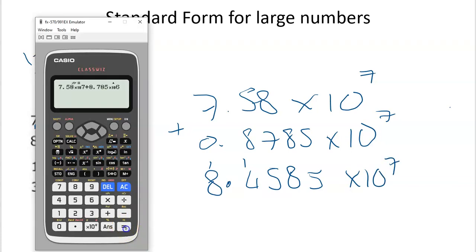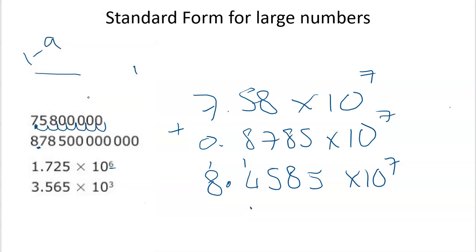And we can just check that that's right. 84585. If we count it back, 1, 2, 3, 4, 5, 6, 7. Yes. So it's giving me the same answer.